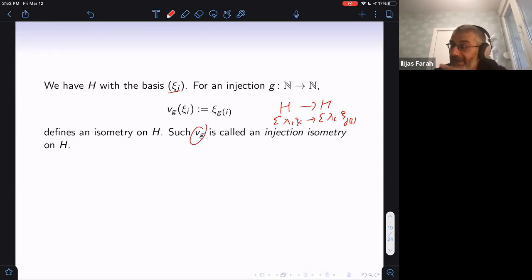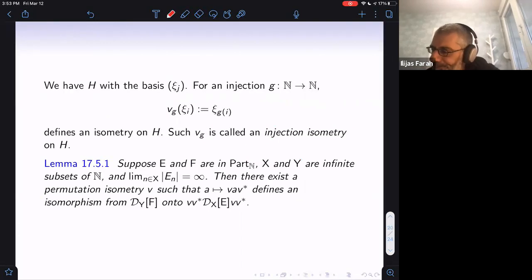And we'll need them. So I have a special name for them, which is actually a lousy name. Now that I think of it, injection, I could have... okay. Anyway, unfortunately, they are named injection isometries, because they are isometries coming from injections. But of course, an isometry is an injection. Anyway, okay. So here is the lemma.